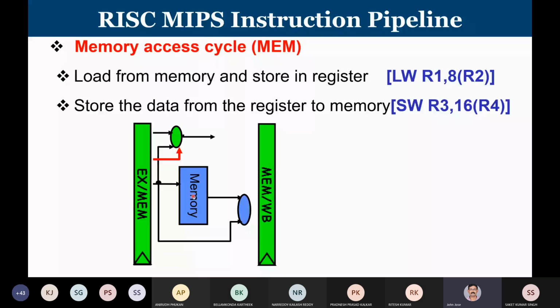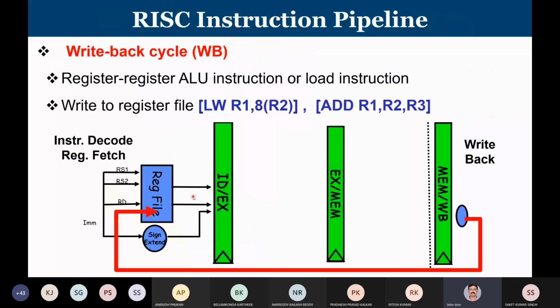And then you go to the last stage, which is known as the write back stage. This write back stage is used only by those instructions whose result is to be written to a register. Let's say load word, the result has to be stored in R1. In the case of add, the result has to be stored in R1. So any writing into the register file will be taken by the write back stage. The register file is read in the ID stage. You are going to write into the register file in the write back stage. So these are the 5 stages that you can see.